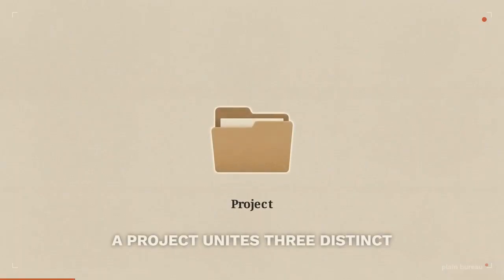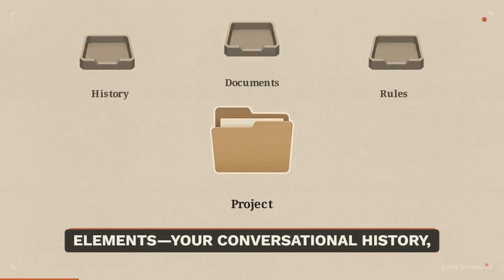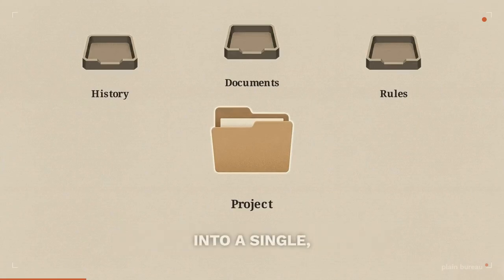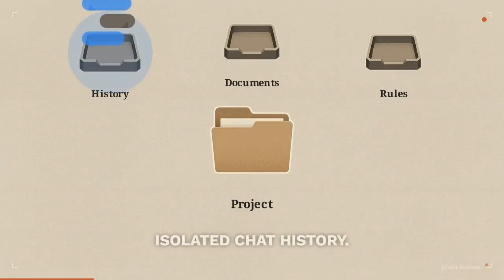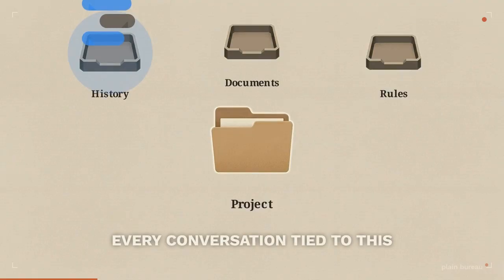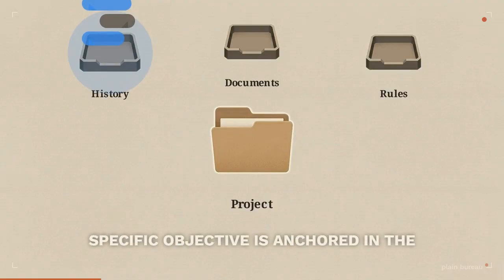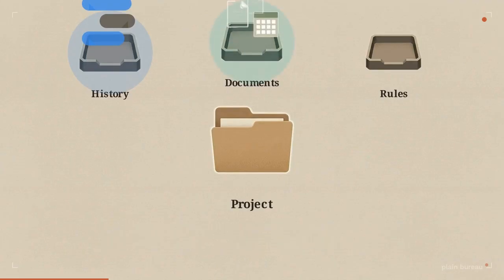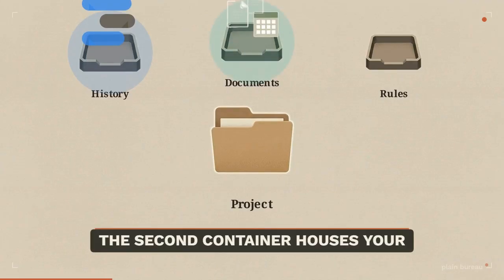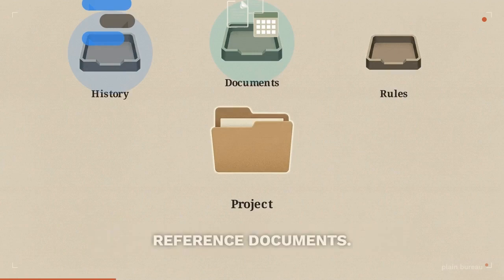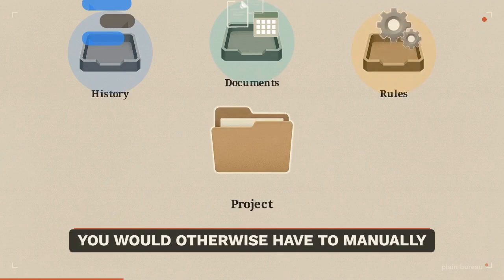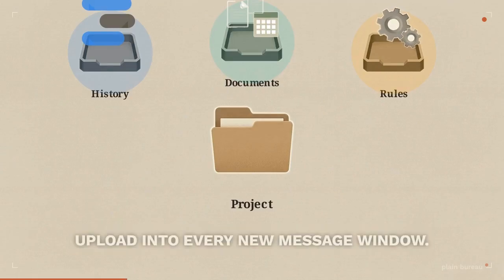A project unites 3 distinct elements: your conversational history, your reference documents, and your behavioral rules, into a single, persistent workspace. The first container holds your isolated chat history. Every conversation tied to this specific objective is anchored in the project's own sidebar, rather than getting lost in your general account history. The second container houses your reference documents. This panel holds the background files you would otherwise have to manually upload into every new message window.